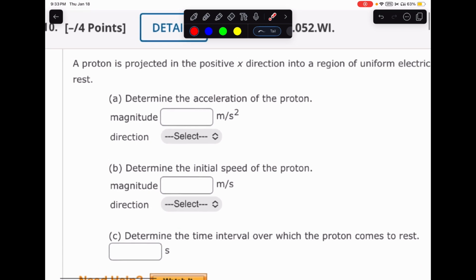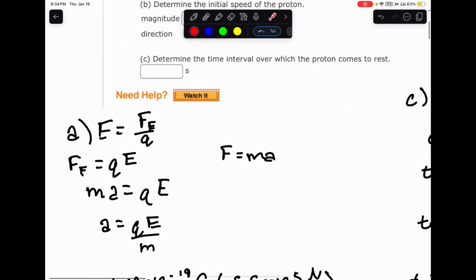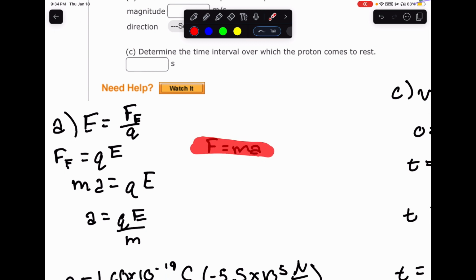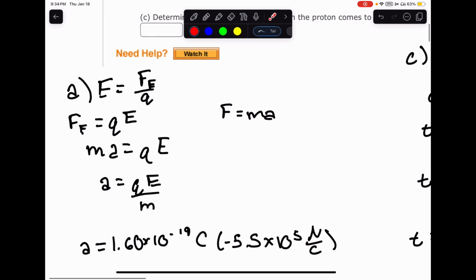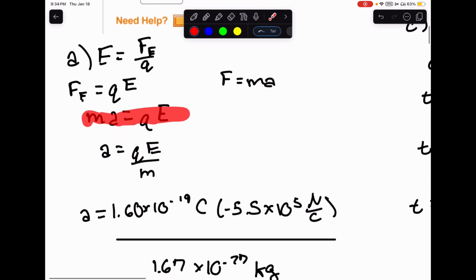So we have that, and the first question is determine the magnitude of the acceleration of the proton. Magnitude means that it cannot be negative. So I use the equation E equals Fe over q, so the electric field equals the electric force over the charge. And we also know that F equals ma, force equals mass times acceleration. So I did a little multiplication here to make it easier, and then I replaced the Fe here with this F, since F equals F. So ma equals qE is the final.